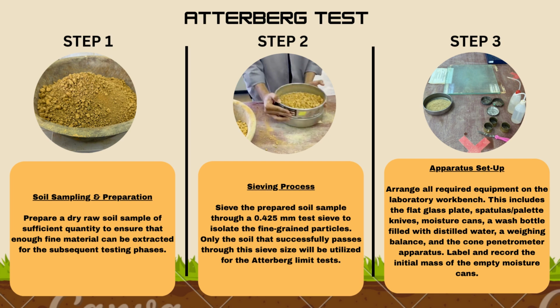Step 3. Apparatus setup. Arrange all required equipment on the laboratory workbench. This includes the flat glass plate, spatula, palette knife, moisture can, a wash bottle filled with distilled water, a weighing balance, and the penetrometer apparatus. Label and record the initial mass of the empty moisture can.